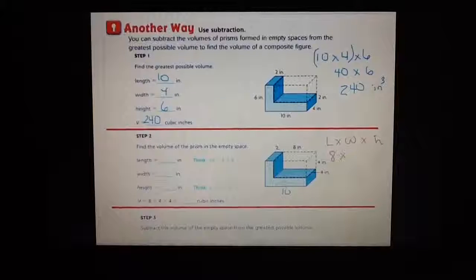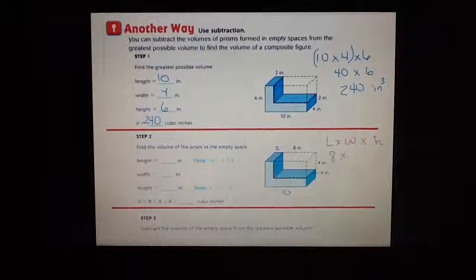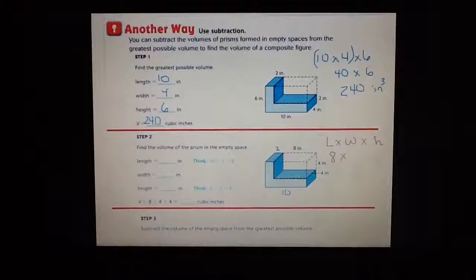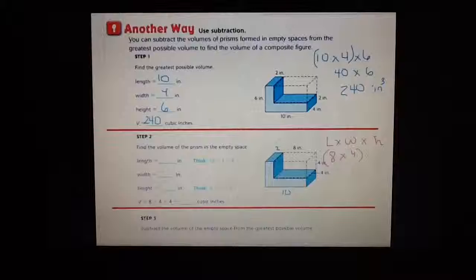Now let's find the width. Now the width on this one is actually going to be congruent with our other rectangular prism. Do you see how we have a 4-inch width here? Well, it's going to be congruent as well right there. So I would say my width is still going to be 4 inches wide. And now let's find the height.